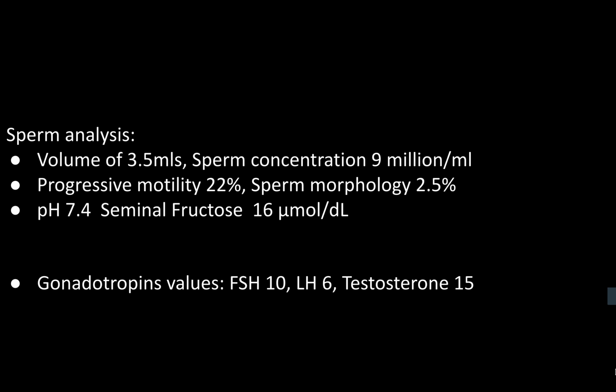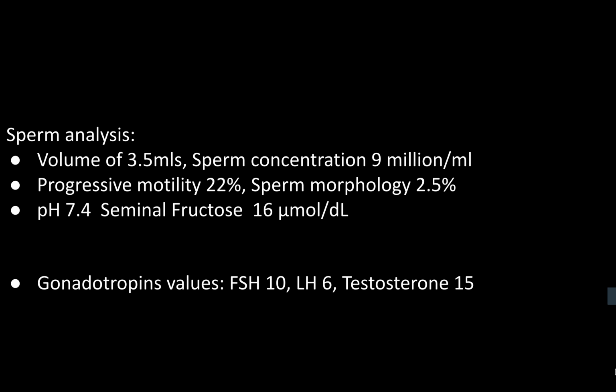Okay, his sperm analysis reported as volume of 3.5 ml with concentration 9 million per ml, progressive motility of 22%, sperm morphology 2.5% normal, pH 7.4, seminal fructose 16 micromole per deciliter. Otherwise, gonadotropin values like FSH is 10, LH is 6, testosterone is 15. Okay, so he is having a normal volume sperm, and his pH is normal, fructose value is normal, the hormones are also normal. What I notice here is he's suffering from oligoasthenoteratospermia, which is called the OAT syndrome.